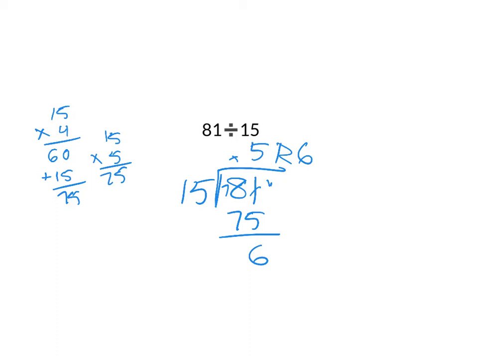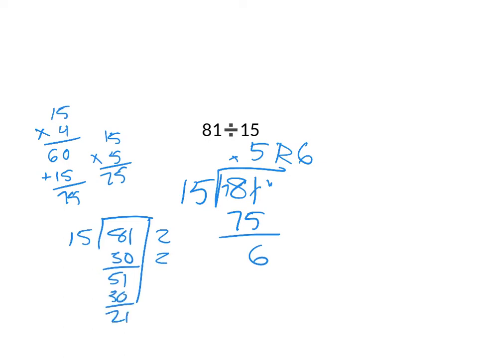But how can we write that as a decimal? Well, before we do that, let's do partial quotients. So 15 into 81. So let's say 15 goes into 81 2 times. We got 30, 51, 2 more times, 30, 21, 1 more time, 15, 6. So we've got 5, but we've got that remainder of 6.